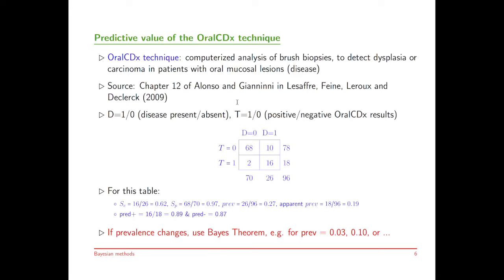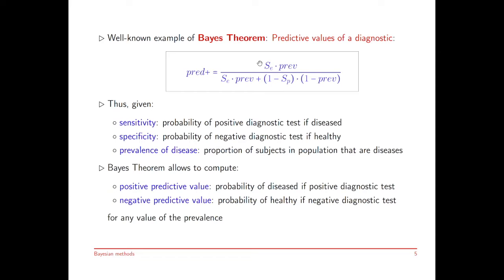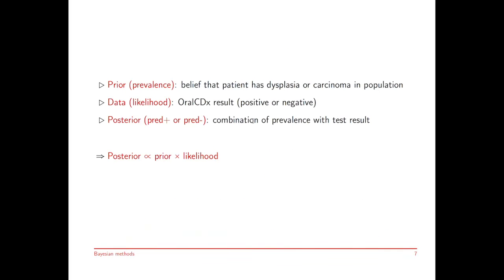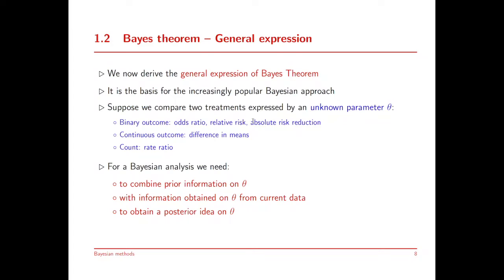Looking back at the formula, we can see if we call this the likelihood, that is actually the information coming only from the data, times the prior, we can see that the posterior is a product of the likelihood times the prior. We need, when we work with statistical models, a more general expression of Bayes' theorem, and this is the basis for the increasingly popular Bayesian approach.